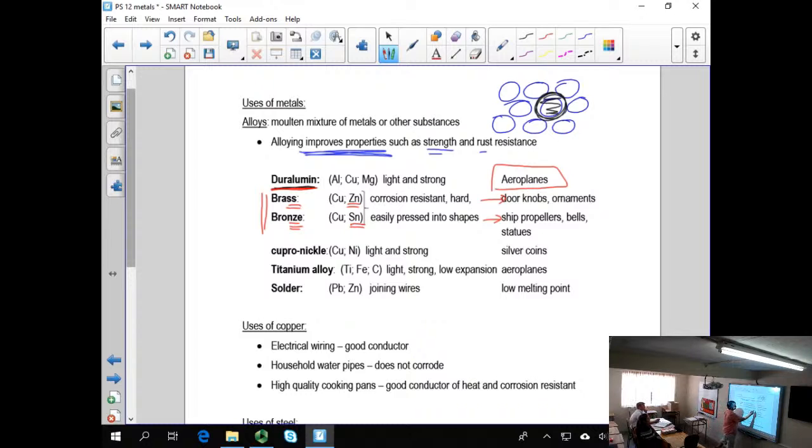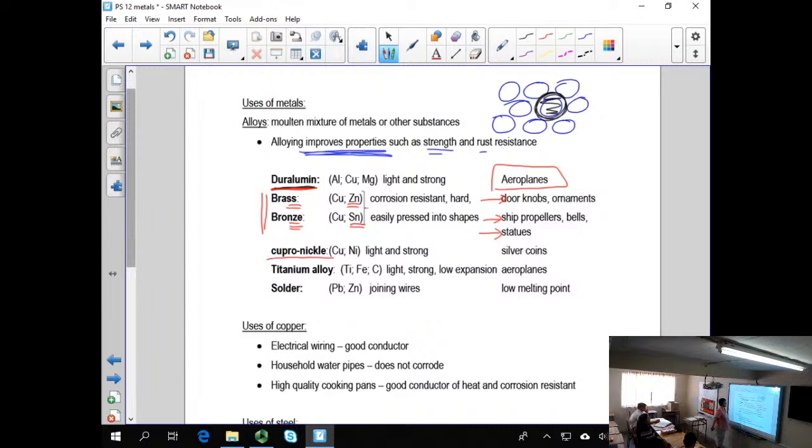Statues are made very often from bronze because it's very heavy, so it's not easy to carry it away. It's fairly, well, I don't think it's the most expensive metal to work with, okay? And it's fairly freely available.